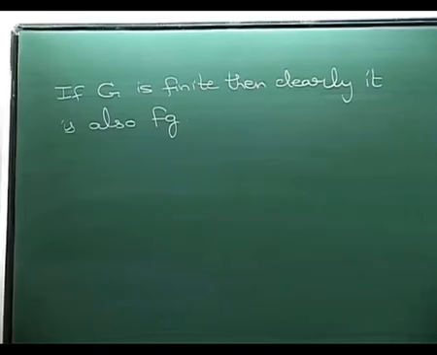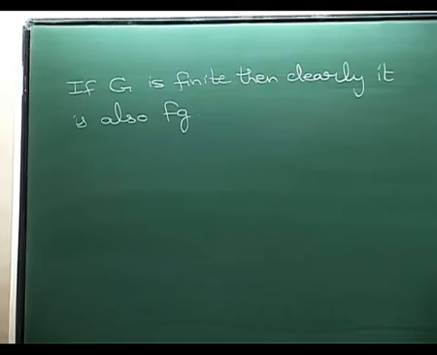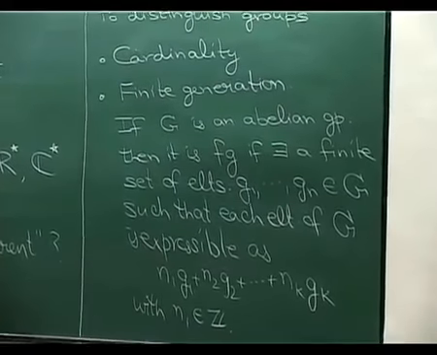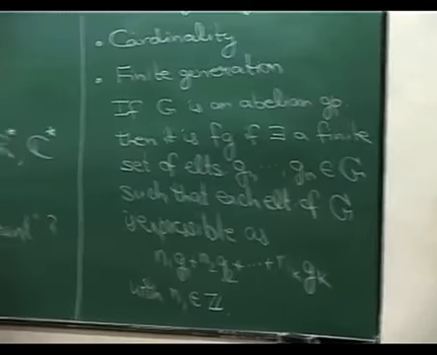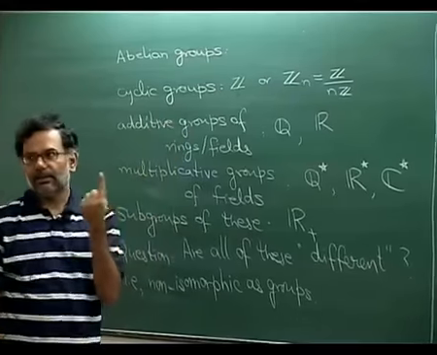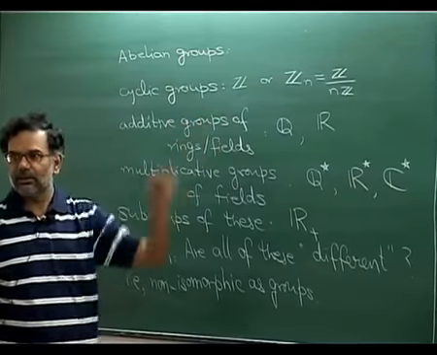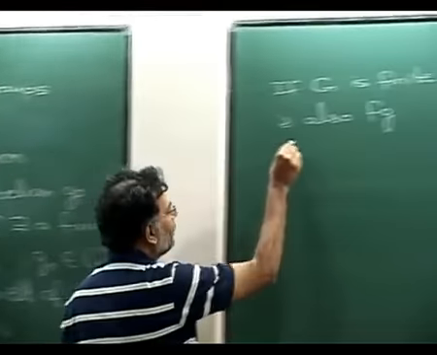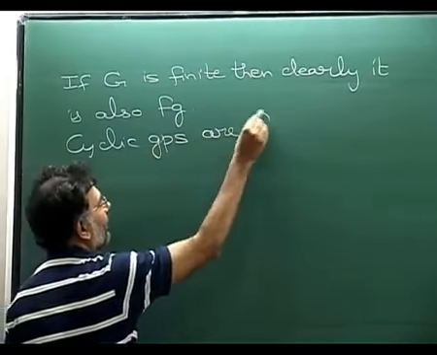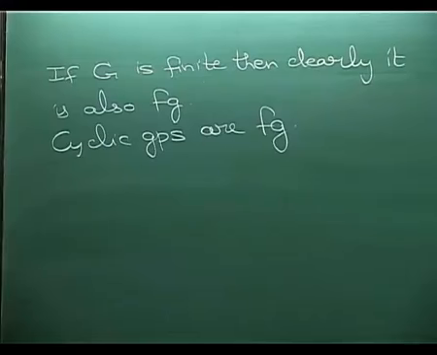You can take all elements of G together, that itself is a finite set. Every element of G can of course be written in this form. You can take one of the ni's to be 1, all the rest to be 0, right? So finite groups are finitely generated, but there are others. For example, Z, that's not a finite group, but Z is finitely generated. In fact, cyclic groups are generated by just one element. By definition, that's what cyclic group means. Cyclic groups are singly generated, so certainly they are finitely generated. So cyclic groups are finitely generated, though they may not be finite. Z is a finitely generated group, not finite.